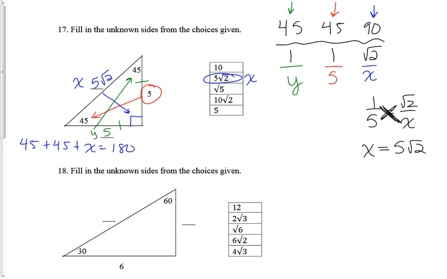Make a fraction with these two values. 1 over y is equal to 1 over 5, and y is equal to 5. And again, that is in my answer bank, and that is my y.